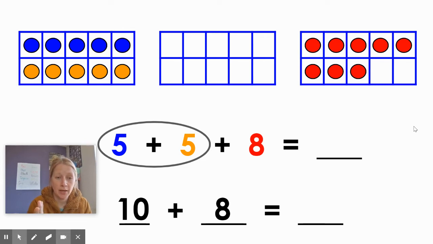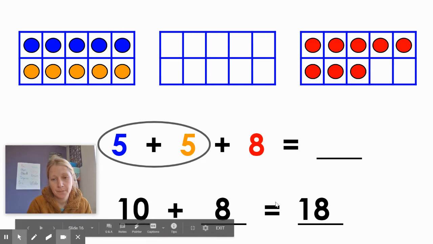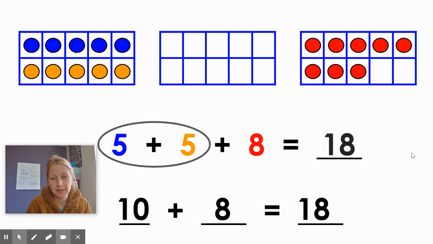10 plus 8. I know I have one group of 10 and 8 ones. And when I put those two together, it equals 18. So 10 plus 8 equals 18. And 5 plus 5 plus 8 equals 18.